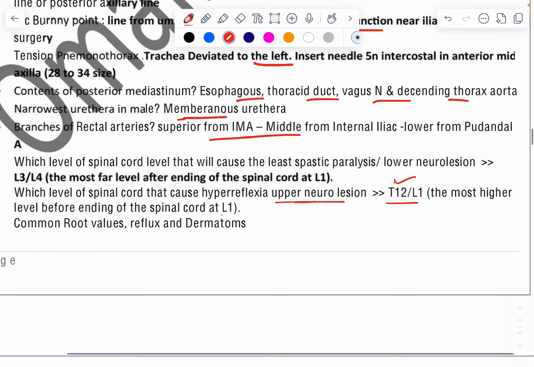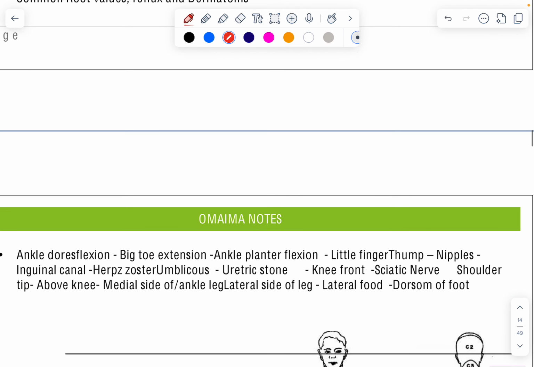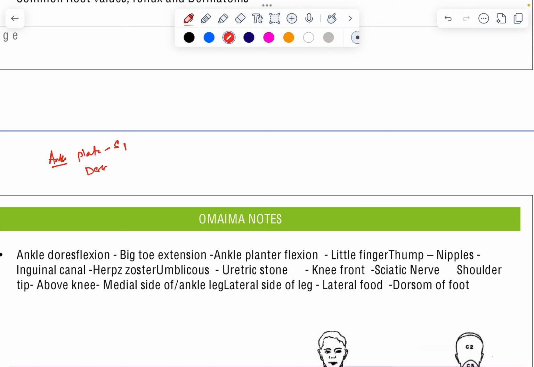Common root values, reflex, and dermatome. These are important. Ankle dorsiflexion, this is ankle dorsi. Ankle plantar flexion is S1. Dorsiflexion is L5. Big toe extension is L5. Ankle plantar S1.